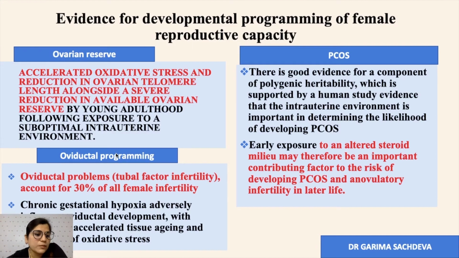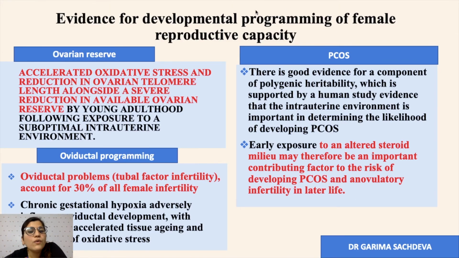Then second is oviductal programming. The oviduct, that is the fallopian tube, is related to infertility in 30% of the cases, and it has been seen that if there was chronic gestational hypoxia in the intrauterine life, it adversely influenced the oviductal development, resulting in tissue aging and high levels of oxidative stress. Then the third one is PCOS. It has also been seen that if there is exposure to an altered steroid milieu, it results in development of PCOS and anovulatory infertility in later life.